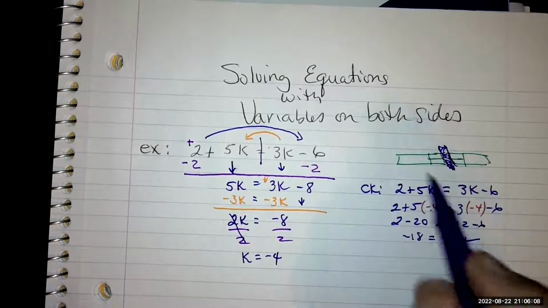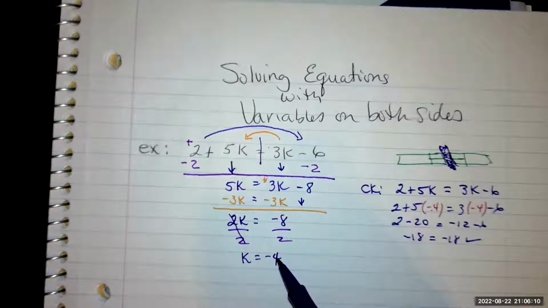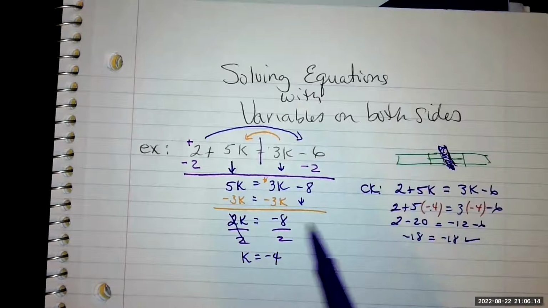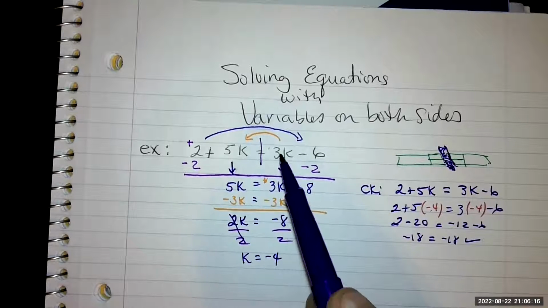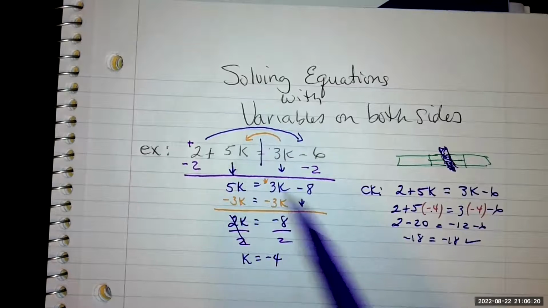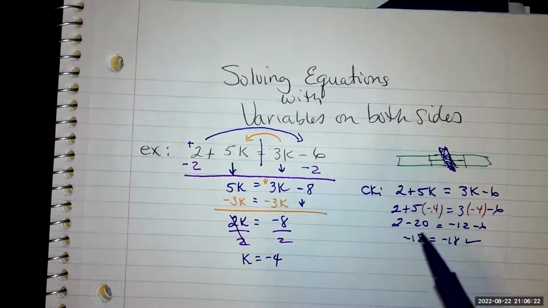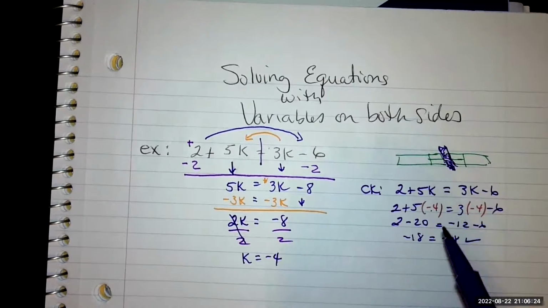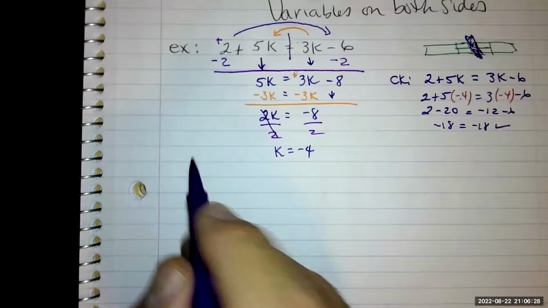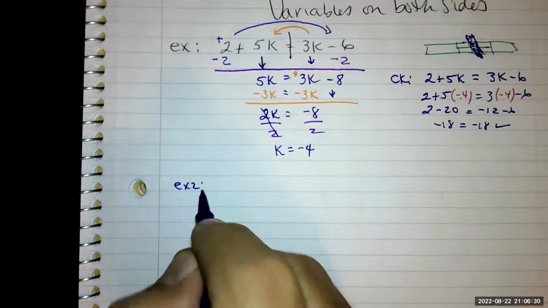All right. So that means that if we use -4, both sides are going to be equal. So see, that's what we're doing. We're trying to find what number we can put in for K that will make both sides equal. And you can see -4 works. All right, so let's try another one. Try example 2 here.